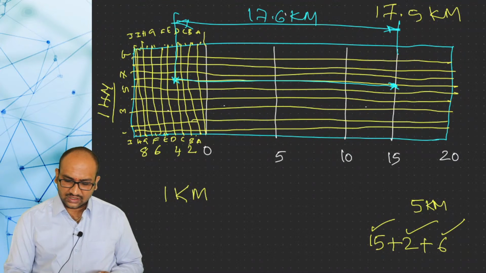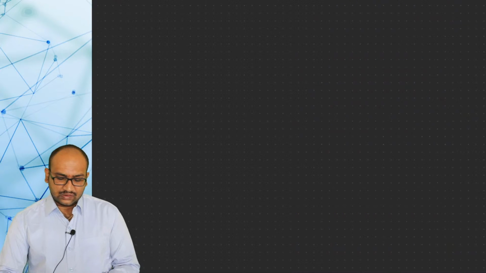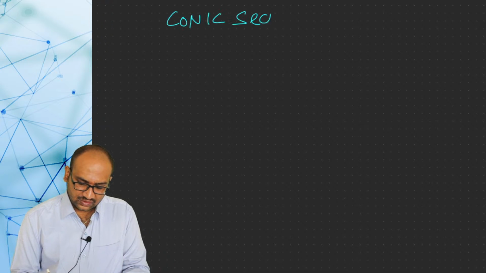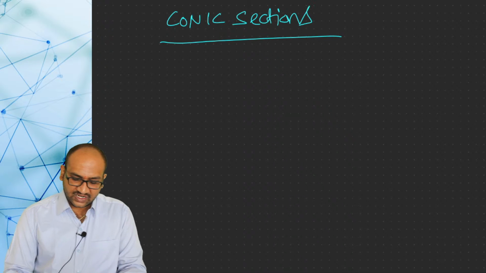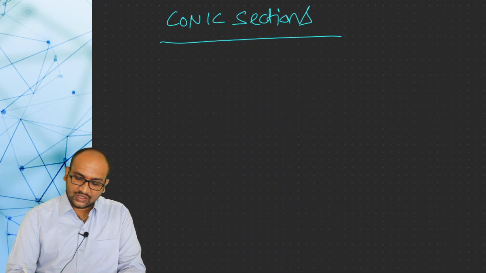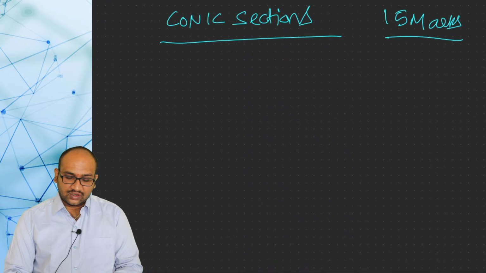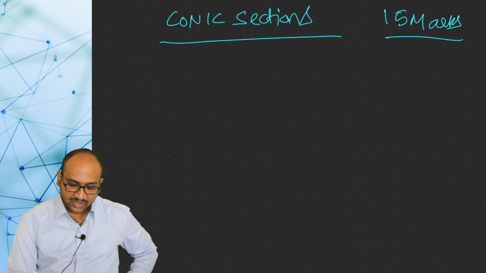And next we will see conic sections. Conic sections also very important topic in first unit. We may expect 15 marks questions in this topic. So construction of ellipse, parabola, hyperbola in general methods.